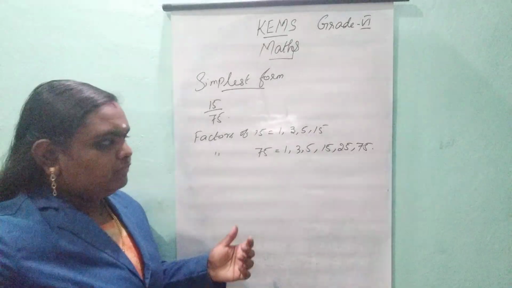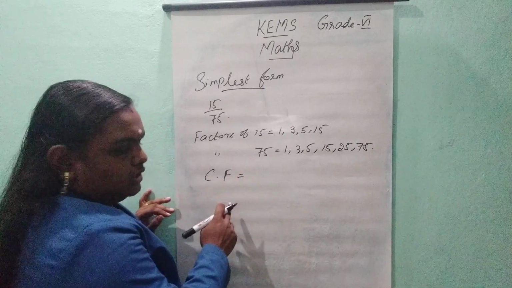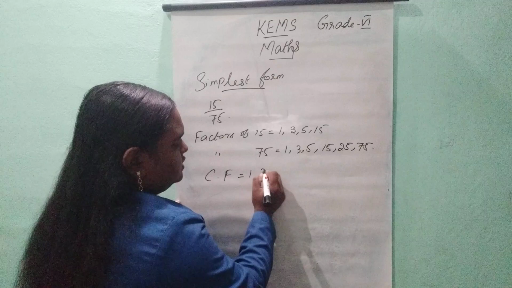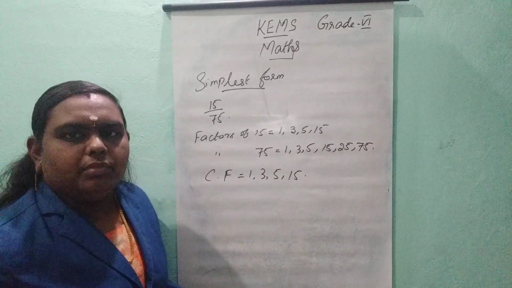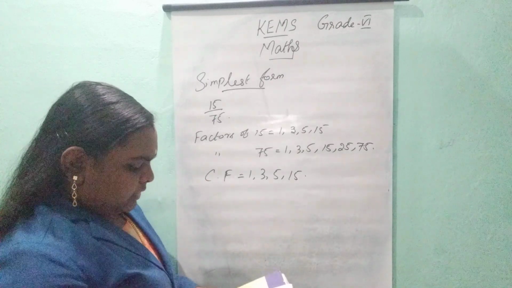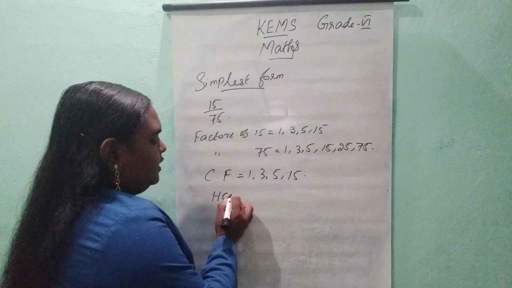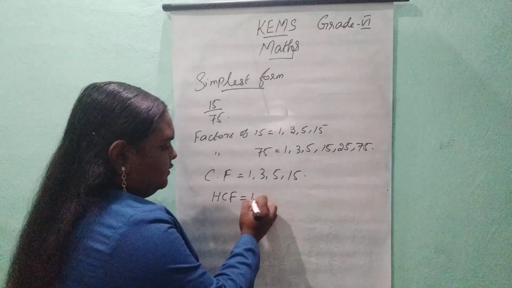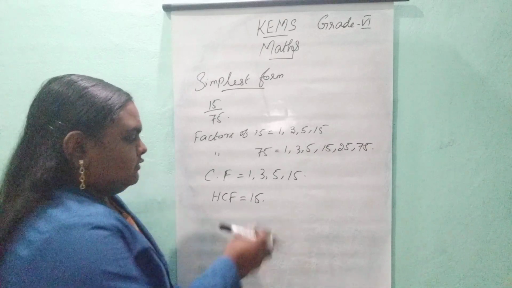So the common factors, CF, are 1, 3, 5, 15. So 1, 3, 5 and 15 are the common factors of the given numbers. The highest of these common factors is the highest common factor, that is HCF. The highest common factor is 15.